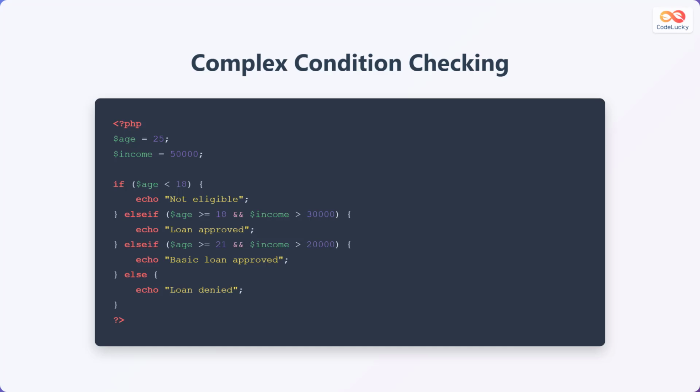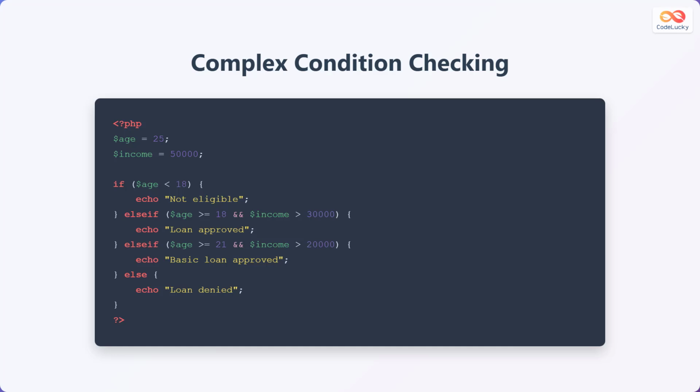Let's see a more complex condition checking example using elseif. Here we have two variables, age set to 25 and income set to 50,000. The first condition checks if the age is less than 18. If true, it outputs not eligible. If the age is not less than 18, the next condition is checked.